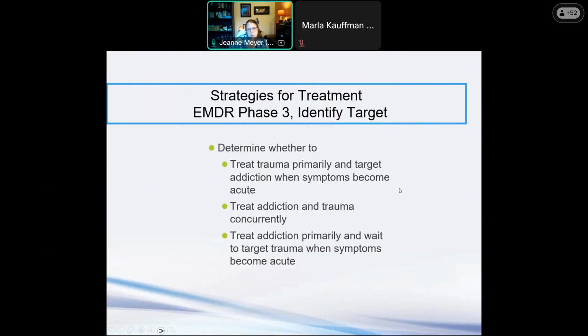Okay, so phase 3 is when we're actually triggering something. But we have to identify which part of what they're experiencing we want to trigger. So do we want to get into a trauma memory primarily because it's interfering with addiction recovery? Do we want to treat addiction and trauma concurrently? Or do we need to treat the addictive behavior primarily and then wait to target the trauma when those symptoms become acute?